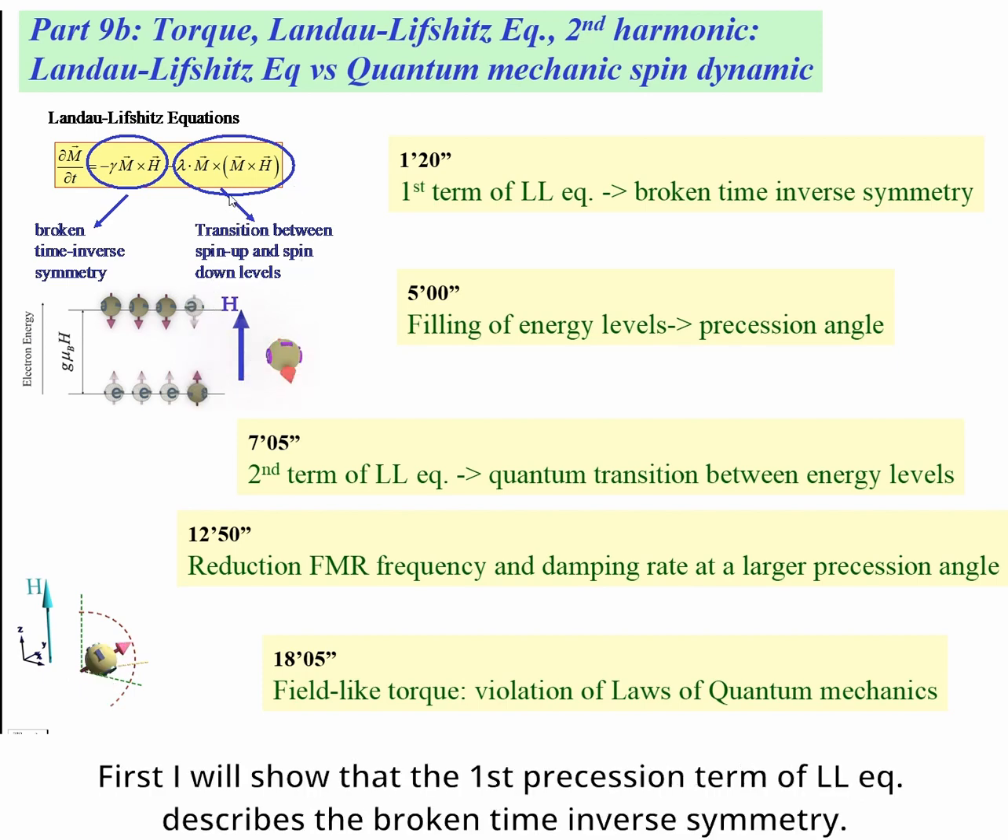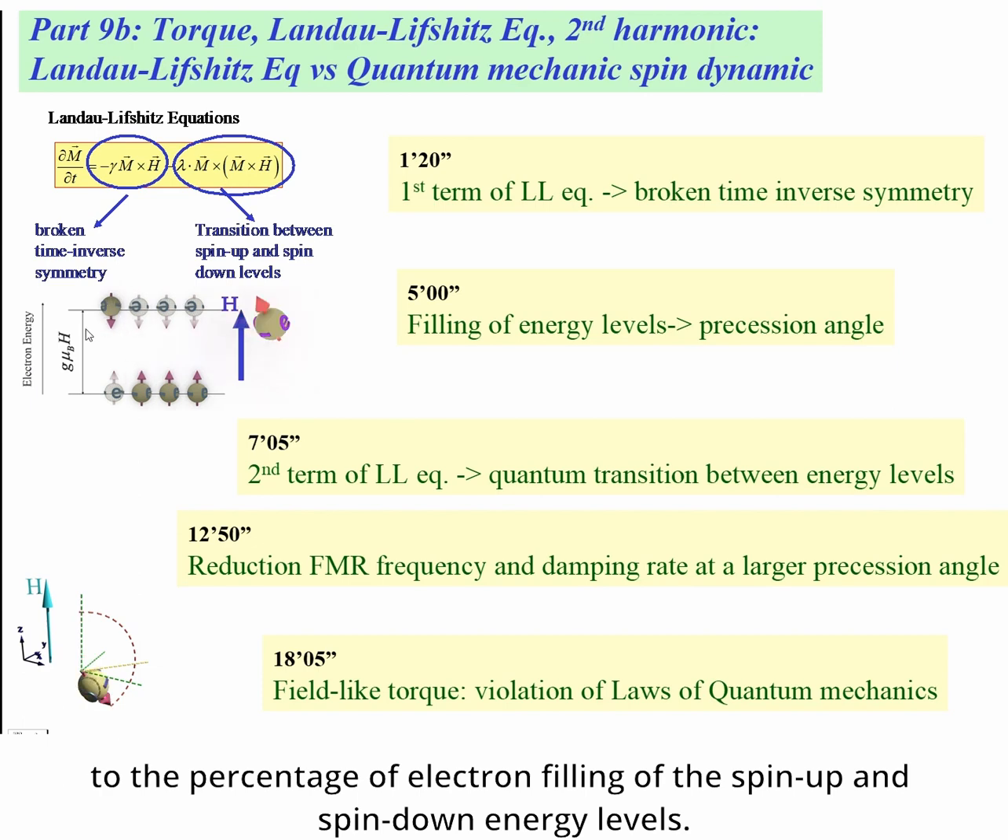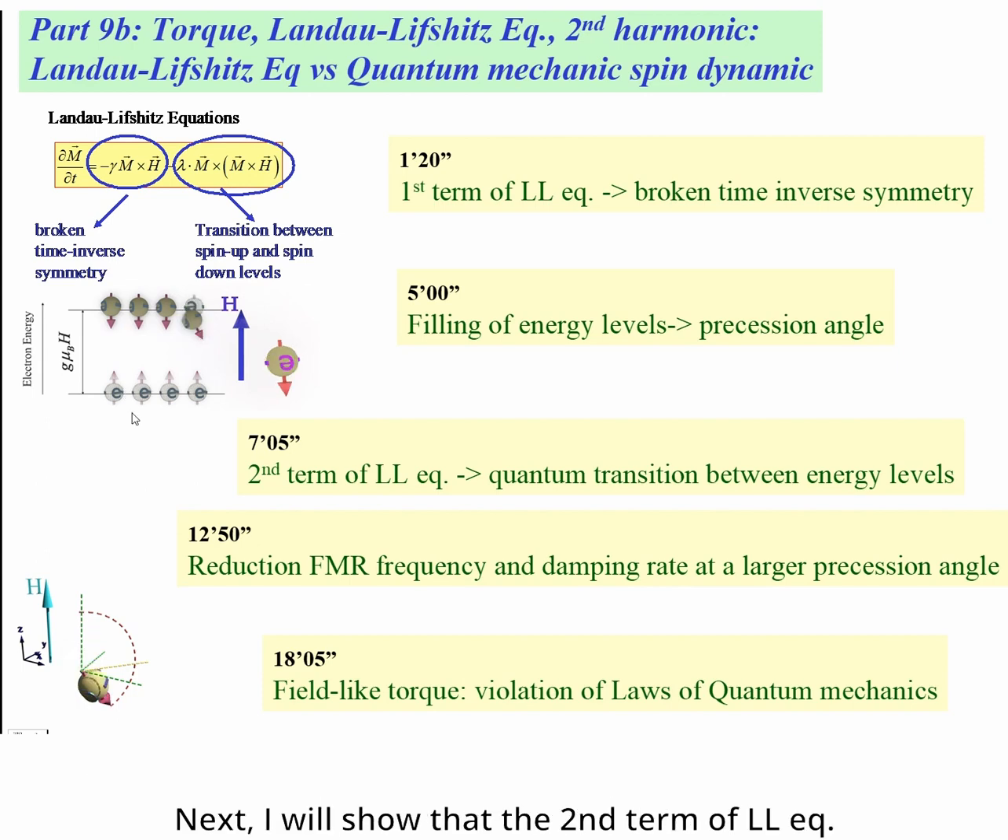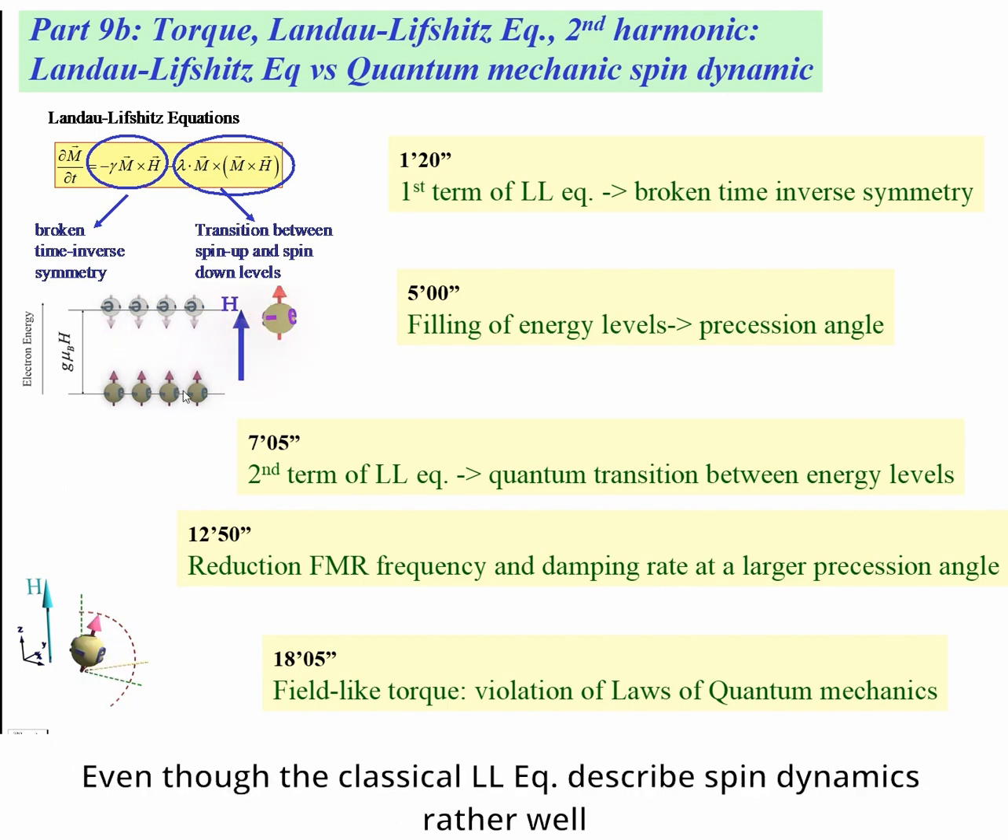First, I will show that the first precession term of Landau-Lifshitz equations describes the broken time inverse symmetry. I will show that the spin precession angle is directly proportional to the percentage of electron filling of spin up and spin down energy levels. Next, I will show that second term of Landau-Lifshitz equations describe transition between spin up and spin down energy levels.